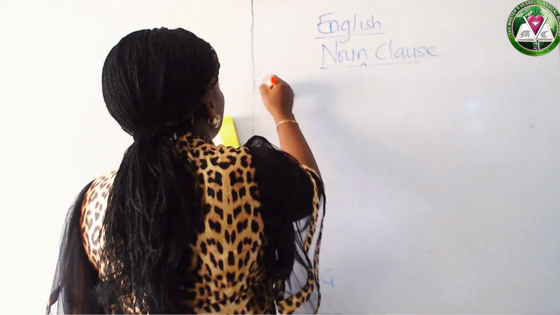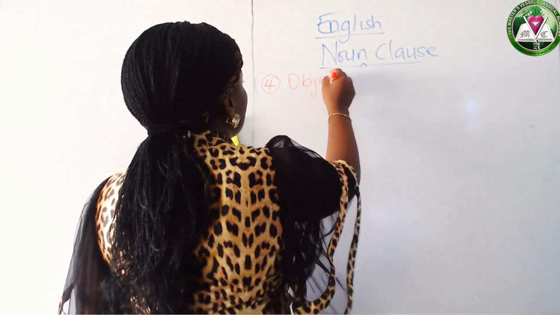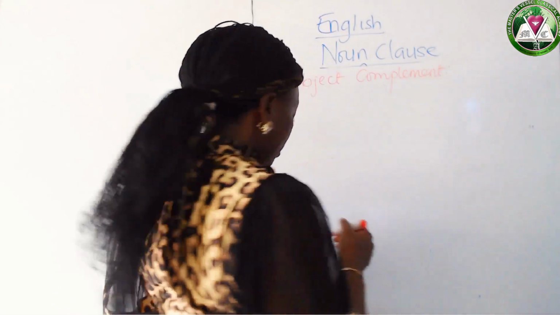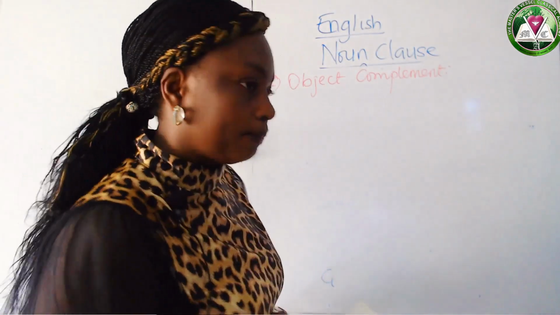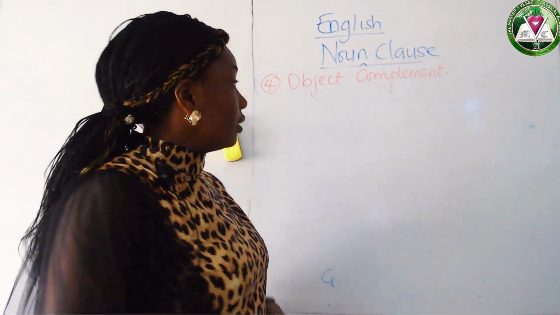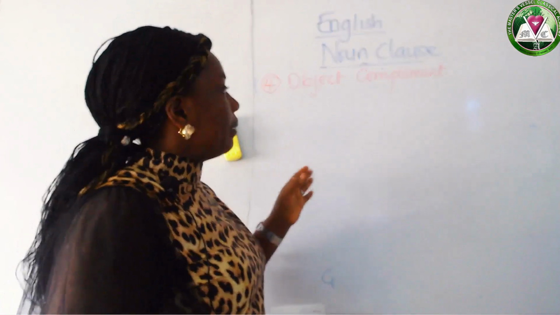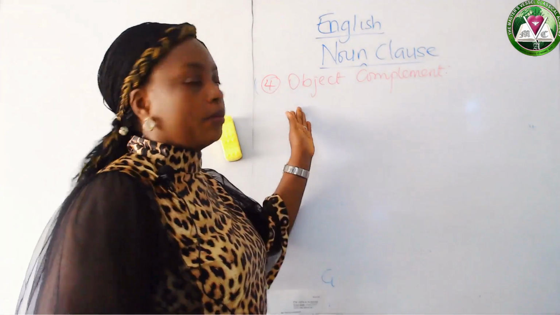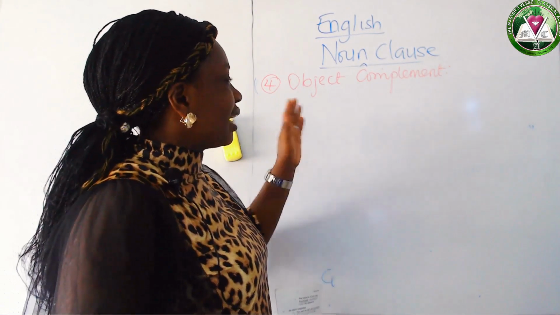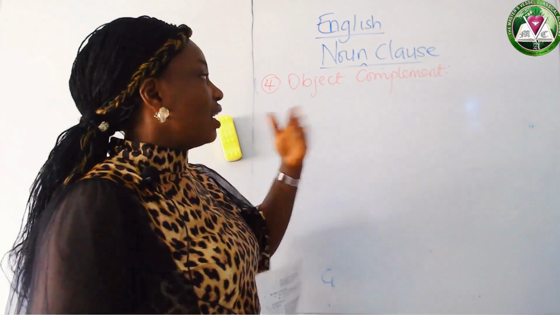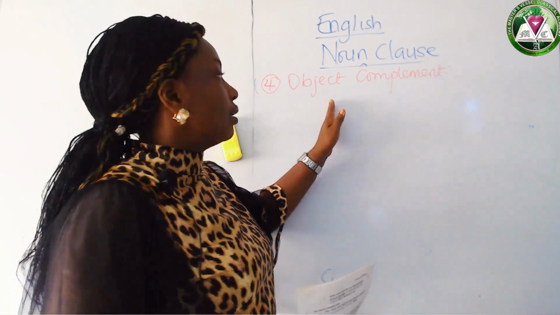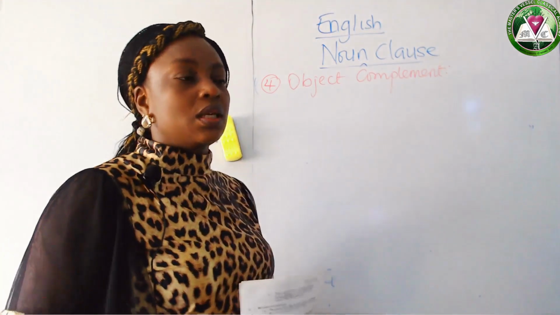The fourth one we have is object complements. In object complements, the noun clause appears after the object. It's very important. In object complements, the noun clause appears after the object in the sentence. In other words, it completes the meaning. It gives us additional information about the object of the sentence. So it appears immediately after the object in a sentence.